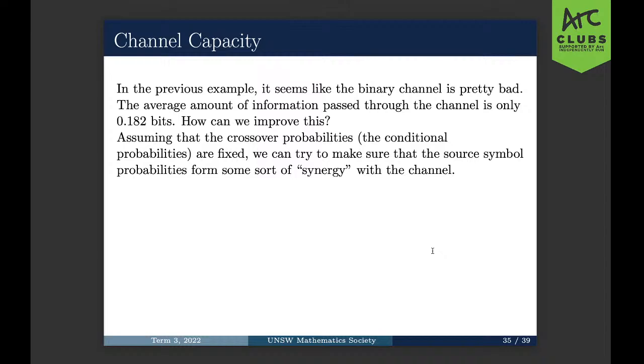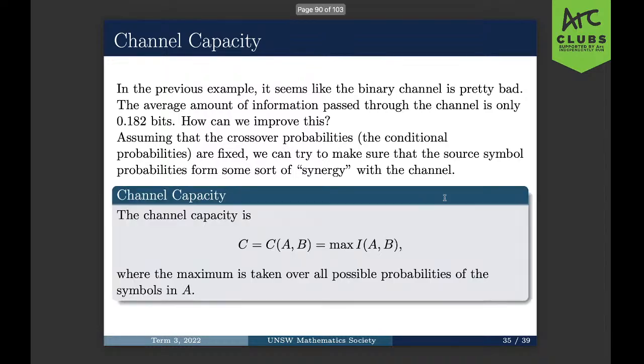Consider this scenario where the channel that we have, the crossover probabilities, are fixed. So we have some fixed channel that we have to work with. If we do have that scenario, we can manufacture a source so that the source symbol probabilities synergize with the crossover probabilities of the channel. What I'm trying to say is that for each channel, there's a specific configuration of the source symbol probabilities so that the information that passes through the channel is maximized.